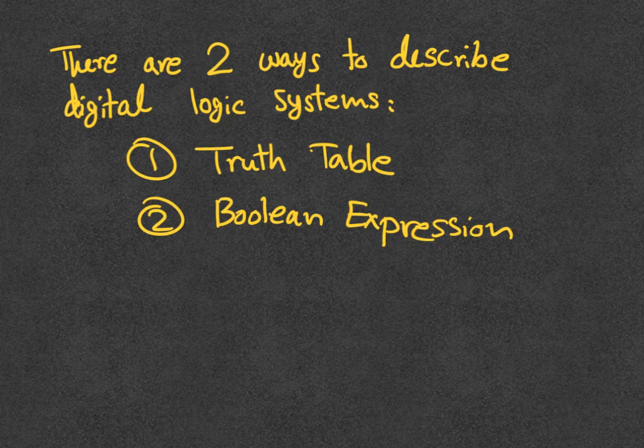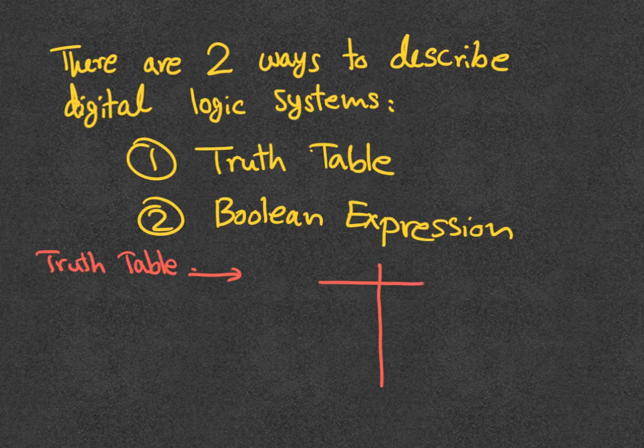Okay, the truth table is basically a table of combinations of the binary variables, showing the relationship between the different values that the input variables can take and the result of the operation, the output. When you want to show the truth table, you're going to have two columns. On the left side are going to be the inputs.